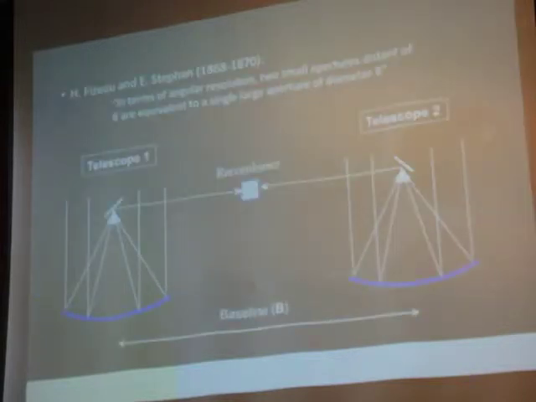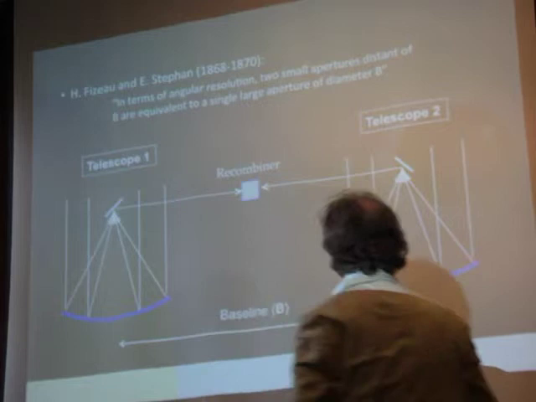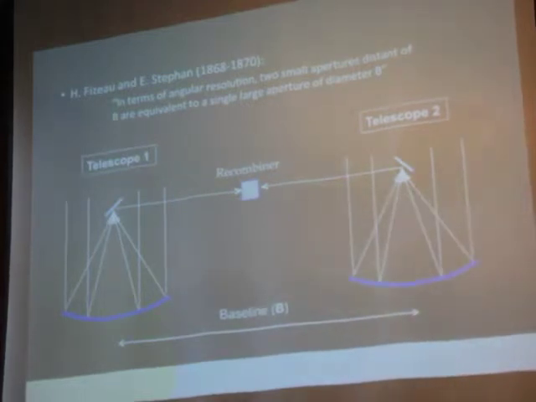But already in 1868, two French astronomers, Fizeau and Stéphan, thought that, in terms of angular resolution, two small apertures separated by a distance B, where B is the baseline, the distance between the two small telescopes, are equivalent to a single large aperture of diameter B. This is fabulous.